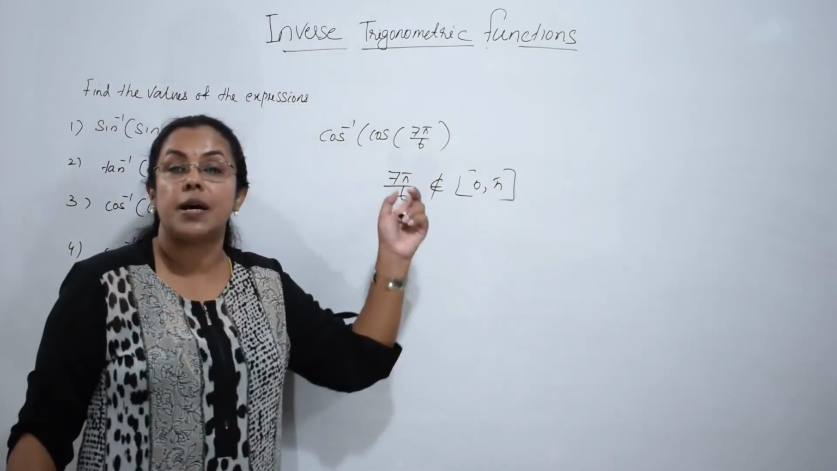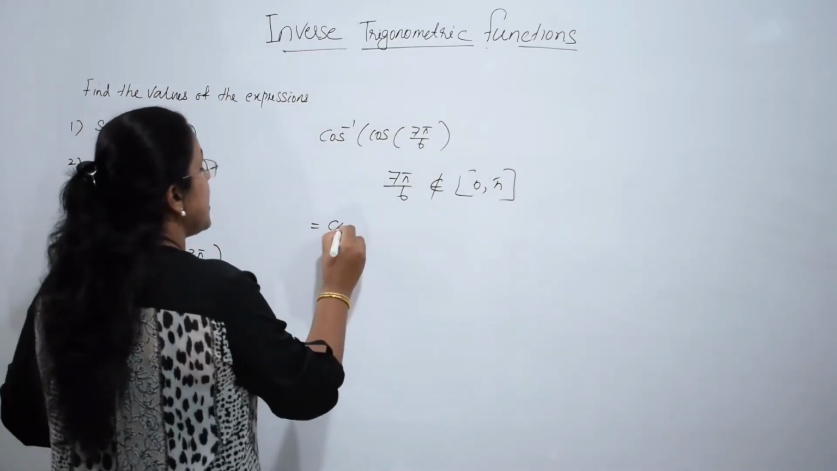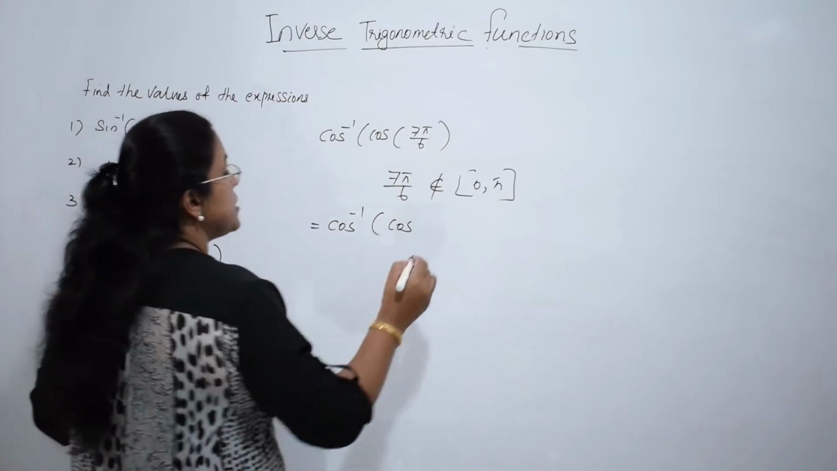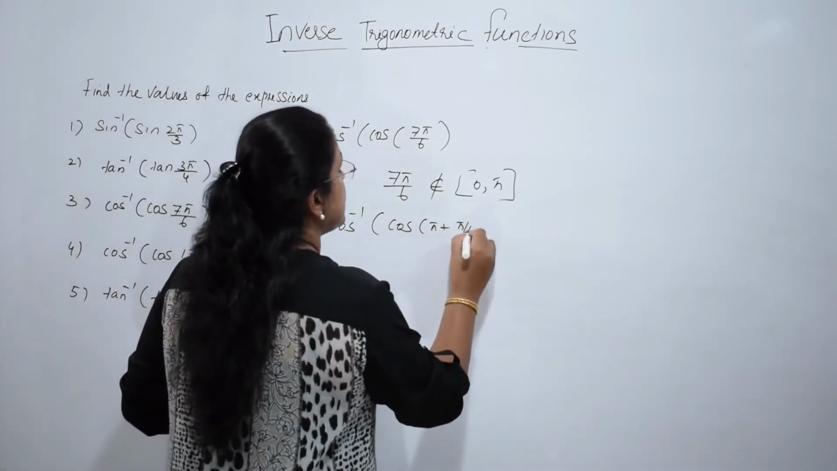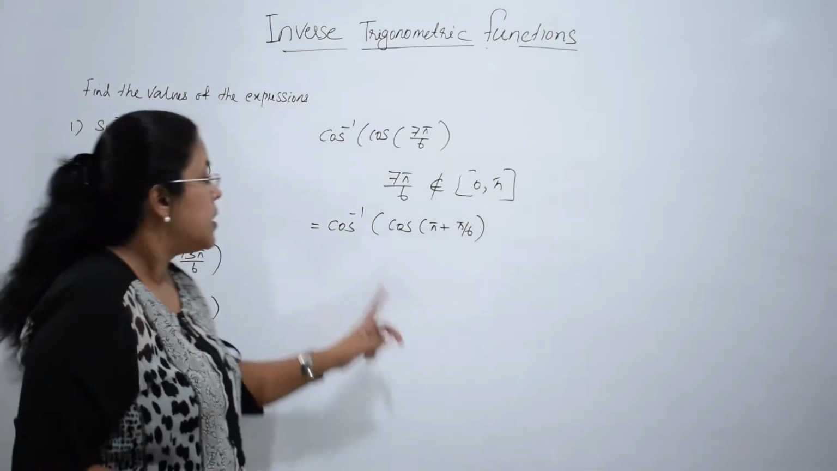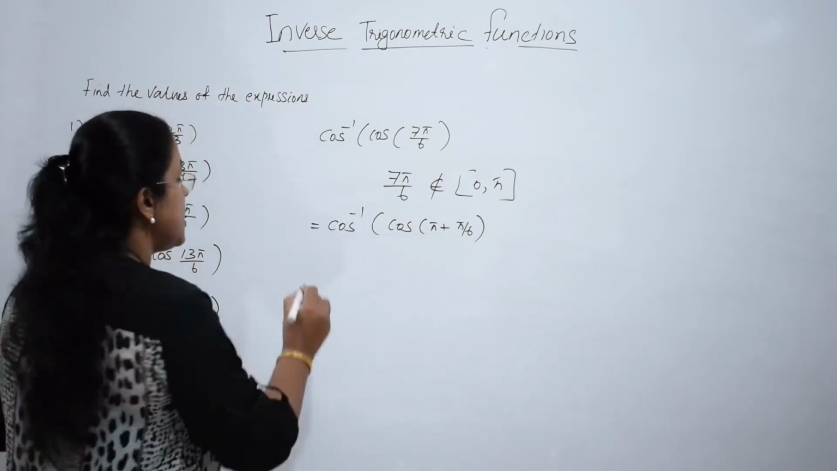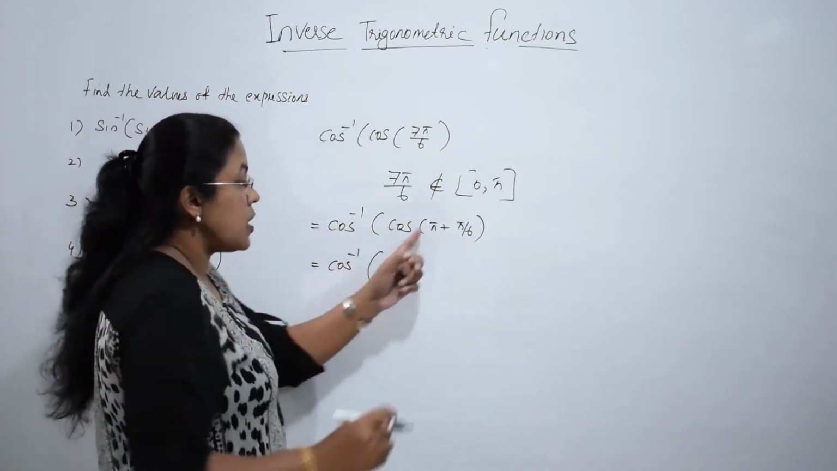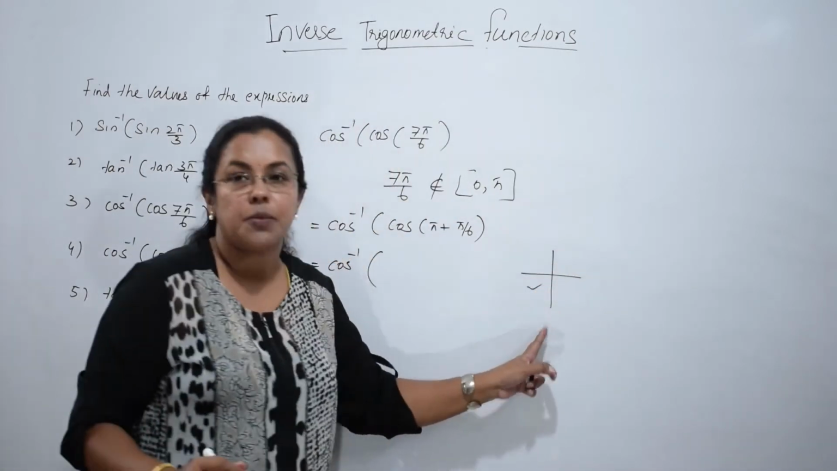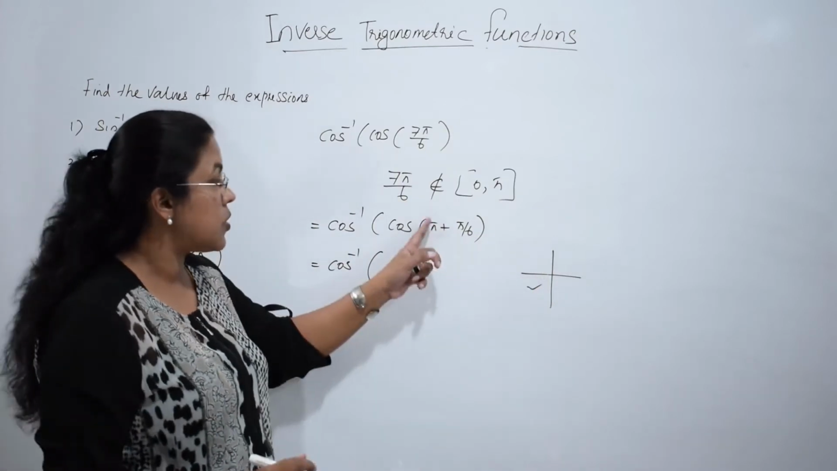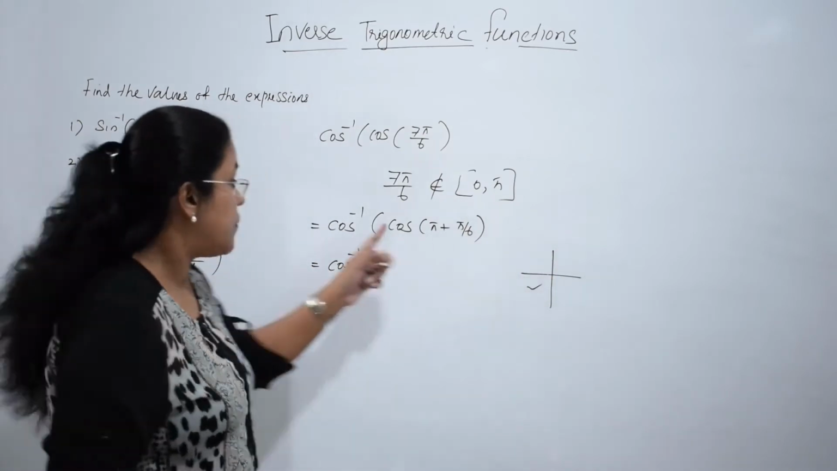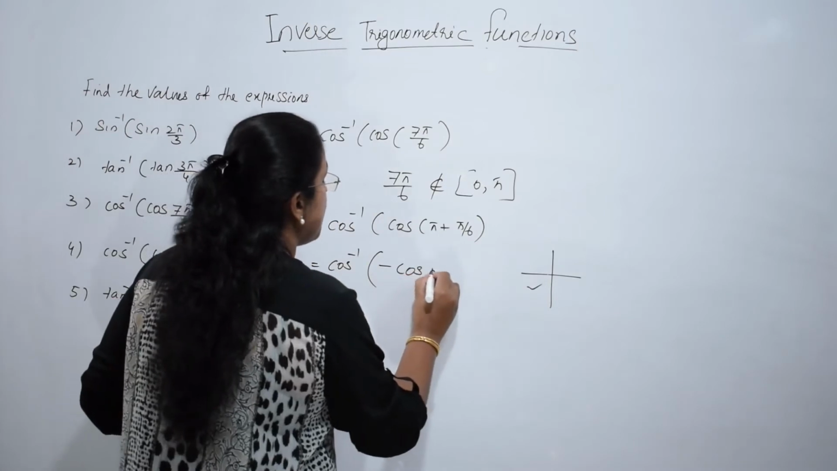Means 7 pi by 6 is not an element of 0 to pi. What is the next step? We have to convert it. So rewrite it as cos inverse. Numerator is 1 greater than the denominator, so we can write it as pi plus pi by 6. One more method is there. I will explain it first, then the second method. Pi plus pi by 6 means which quadrant? Third quadrant. What about cos in the third quadrant? All students take coffee. Cos is negative. So we can write it as minus cos pi by 6.